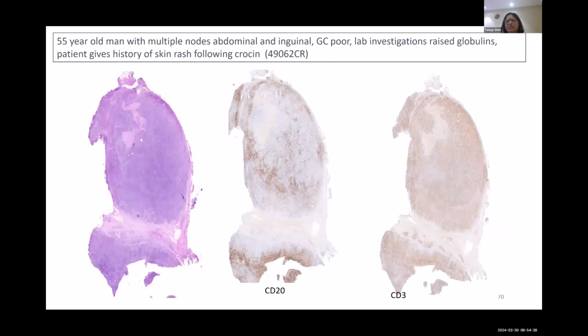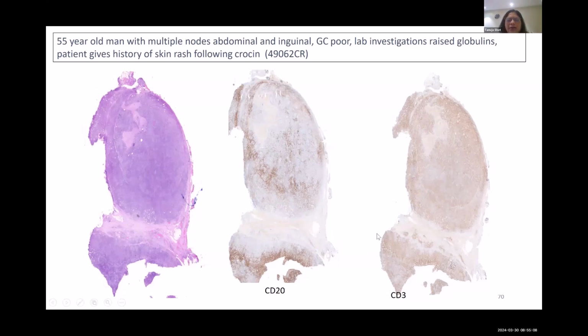So let's look at some T cell lymphomas. So there's a 55-year-old man with multiple typical very poor GC. Lab investigations talk about raised immunoglobulins, and the patient typically gives you a history of skin rash after taking drugs. And if you look at this, what do you see? These are the scanner images. And what you can see is that around the sinuses, where you normally get T cells, that's where the B cells are. So there's a swap. And the T cells are overwhelming in the rest of the node.